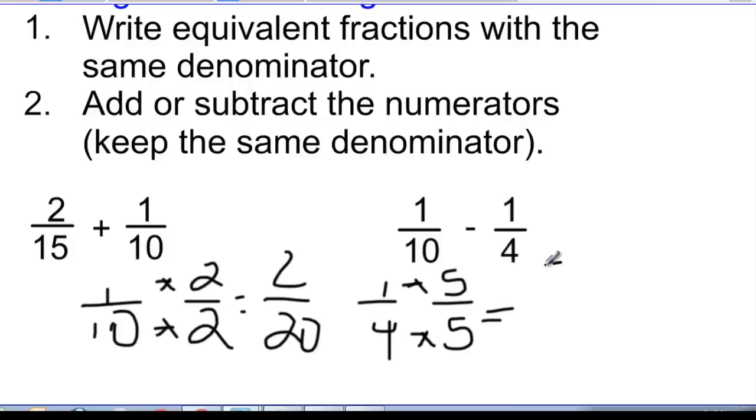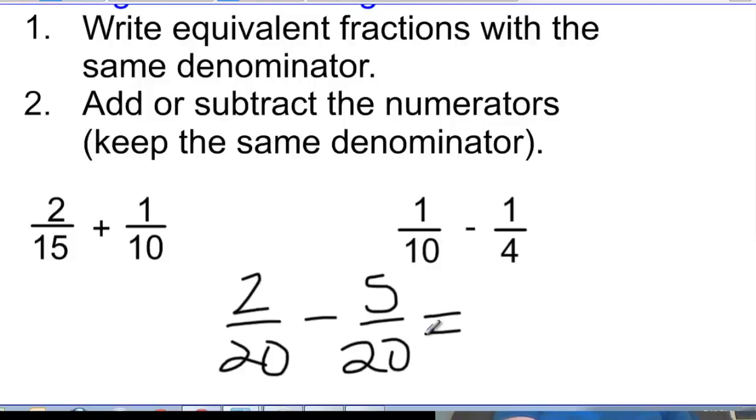Here's the problem you get once you've found a common denominator. So now we're going to think about subtracting those two. I'm going to be taking 1/10, which is 2/20ths, and subtracting 1/4, which is 5/20ths. So now I'm going to do my second step, which is to subtract the numerators and keep the denominator the same. So my denominator will be 20, and I'm going to do 2 minus 5. 2 minus 5 is the same thing as adding a negative, so I'm going to do 2 plus -5, which is -3/20ths.